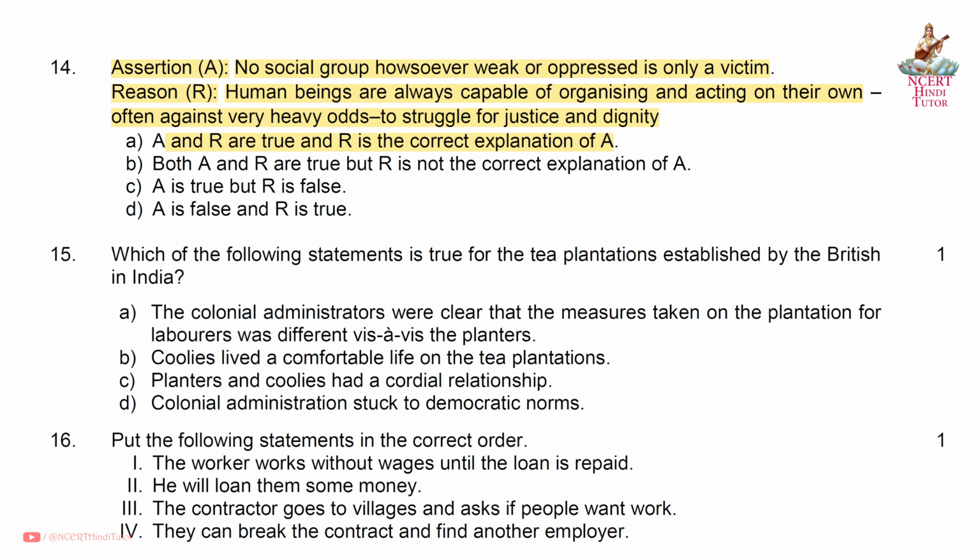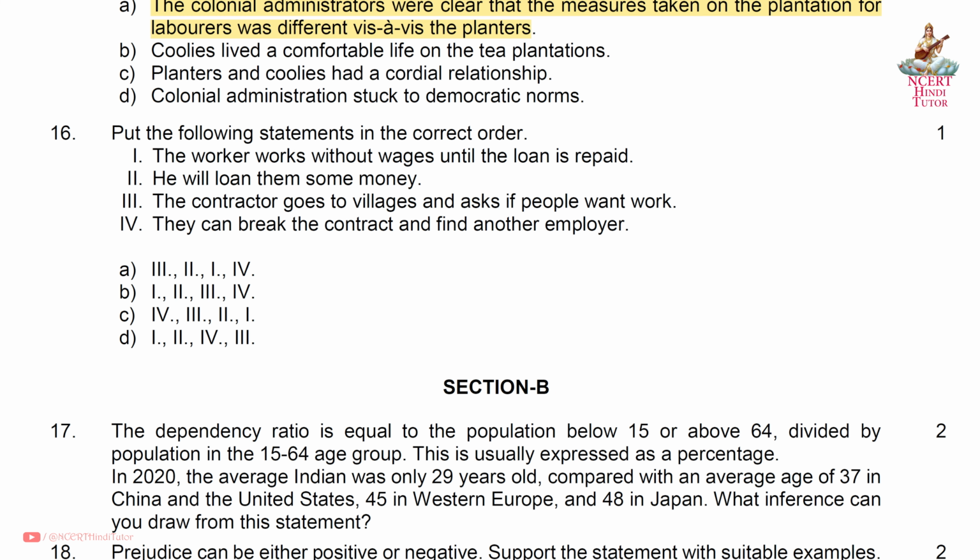Question 15. Which of the following statements is true for the tea plantations established by the British in India? Answer: A. The colonial administrators were clear that the measures taken on the plantation for laborers were different vis-a-vis the planters. Question 16. Put the following statements in the correct order. So friends, answer is A.